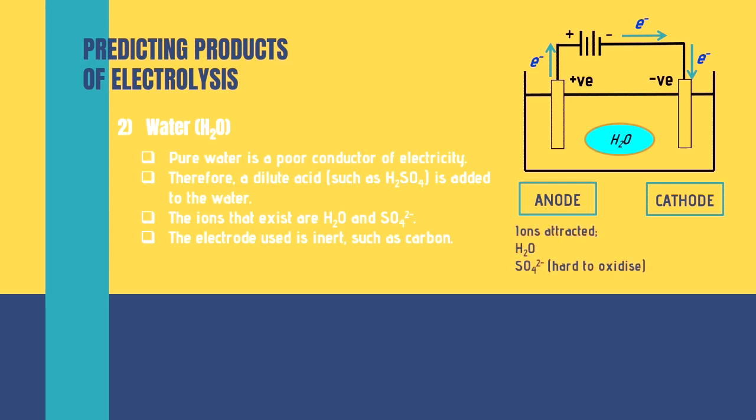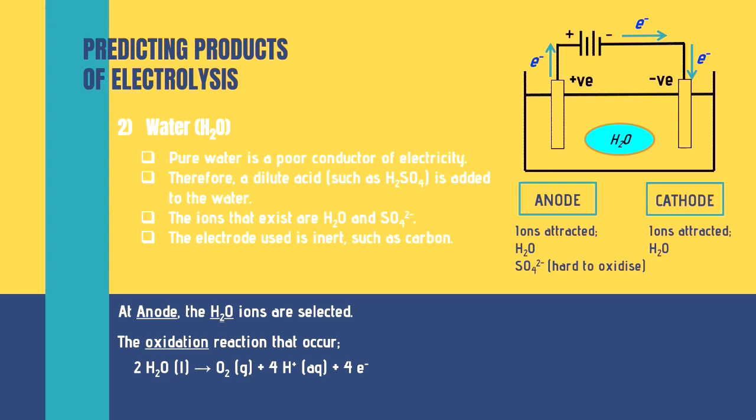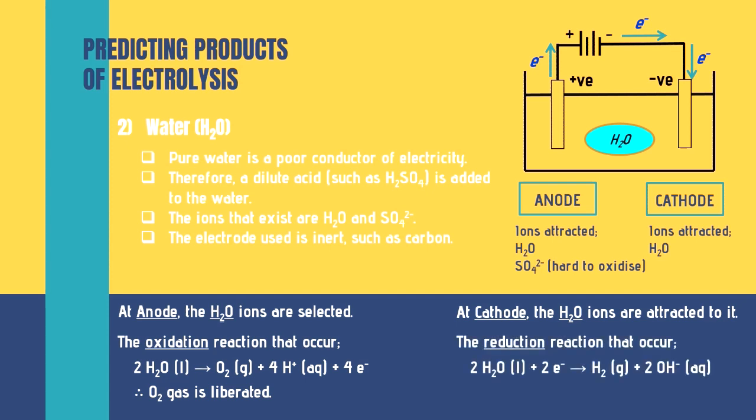At the anode, the species that will be attracted to it are H2O and SO4 2-, while at the cathode, the species attracted to it is H2O. At the anode, between the two competing species, only H2O is selected to be discharged. This is because the SO4 2- ions are hard to oxidize. The H2O will undergo oxidation so that oxygen gas is liberated at the anode. On the other hand, at the cathode, the H2O that is discharged will undergo reduction so that hydrogen gas is liberated at the cathode.